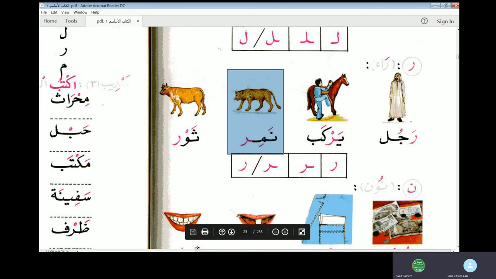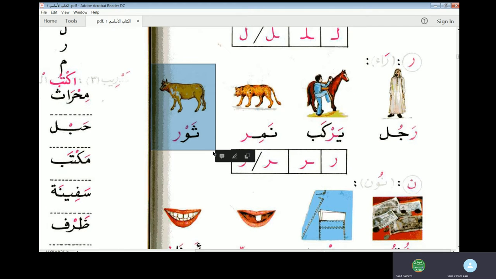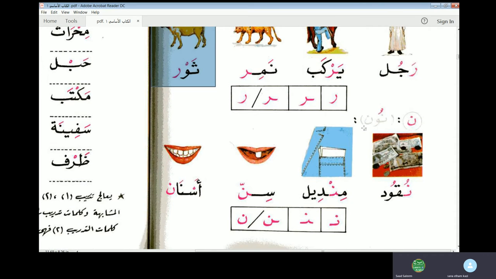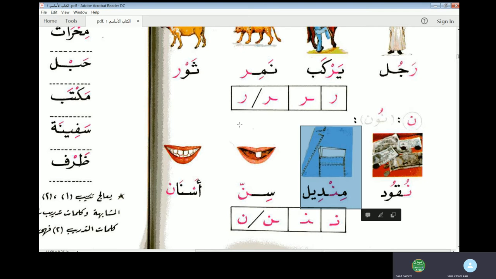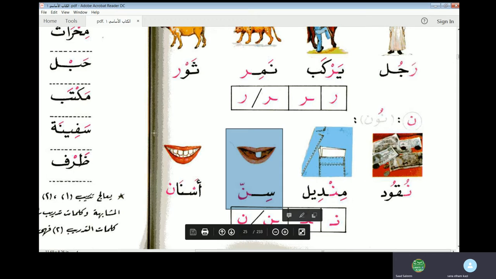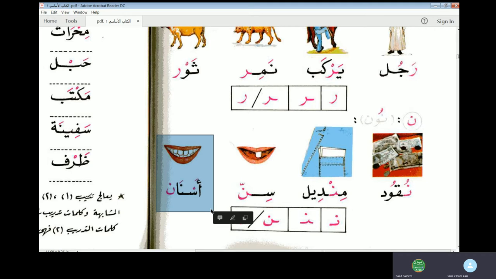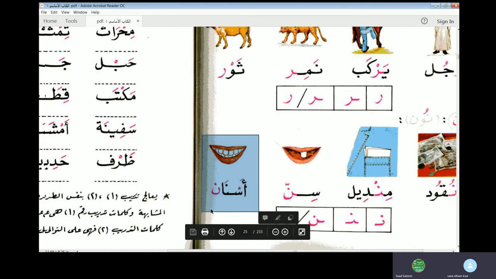And namir is leopard. And thawr is ox. Nuqud is the notes, currency, cash. Mindil is handkerchief. And sin is teeth. Asnan is the plural of teeth.